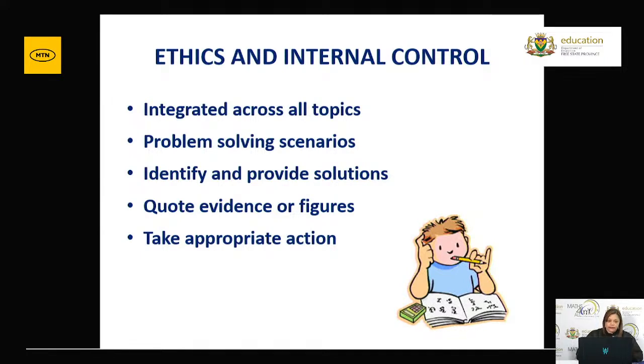Okay, then identify and provide solutions. You might be asked to give solutions to the problems. Also, when you're answering, quote evidence or figures. Don't just say yes, no, this is wrong, that is wrong. Also give appropriate action. And in answering, try and match your action to your solution, right? If you say there's a problem here, then the solution must match the problem.